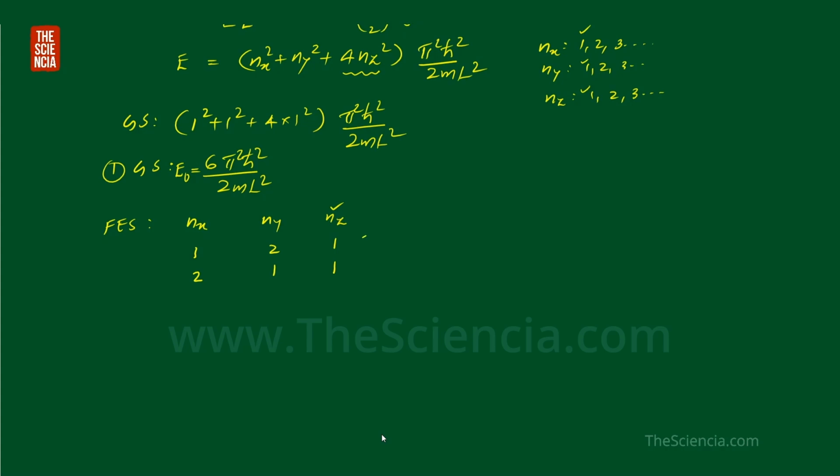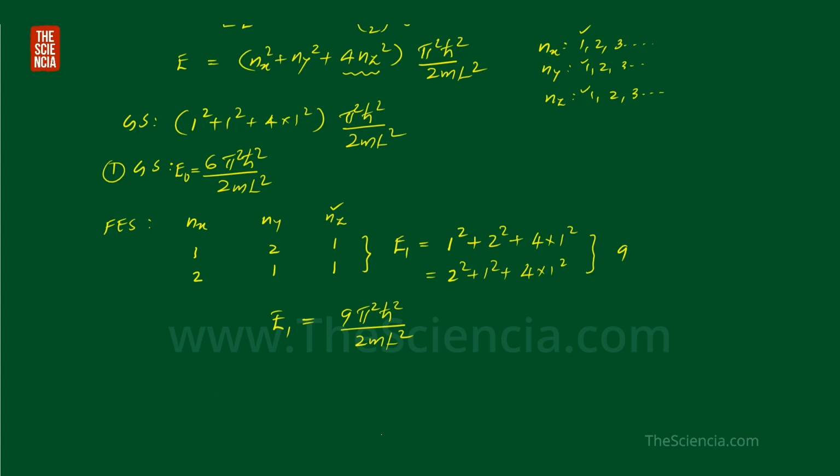So for both of these cases, we will get the same energy, that is E1 is equal to nx square, that is 1 square plus 2 square plus 4 into 1 square, or the other combination, that is 2 square plus 1 square plus 4 into 1 square. So in both cases we get the same energy, that is 1 plus 4 plus 4, that is 9, right? That is, E1 is equal to 9 pi square h square by 2ml square.